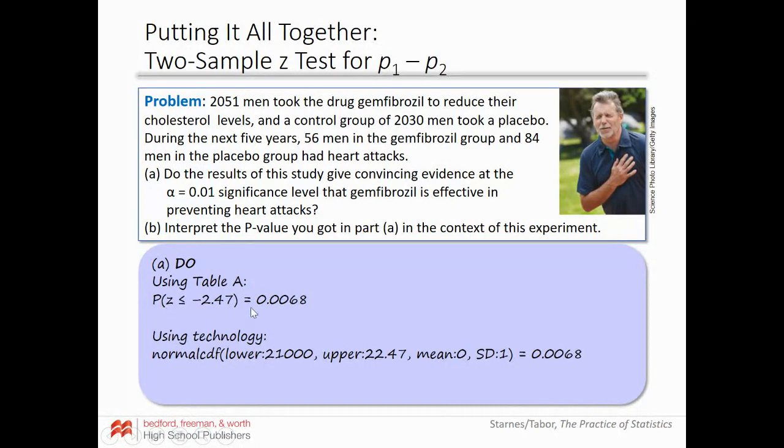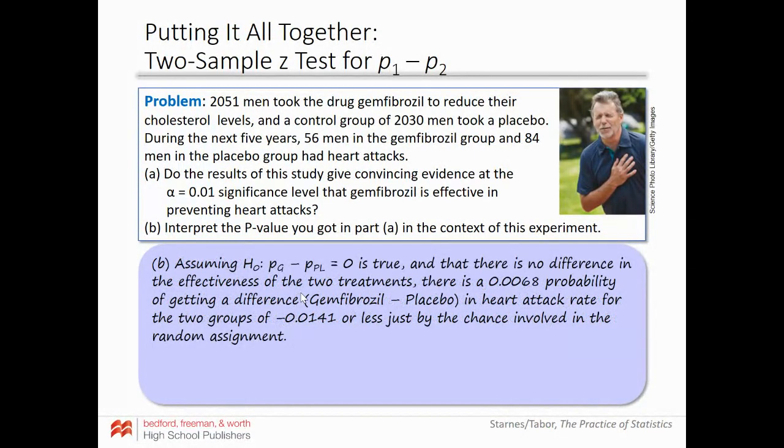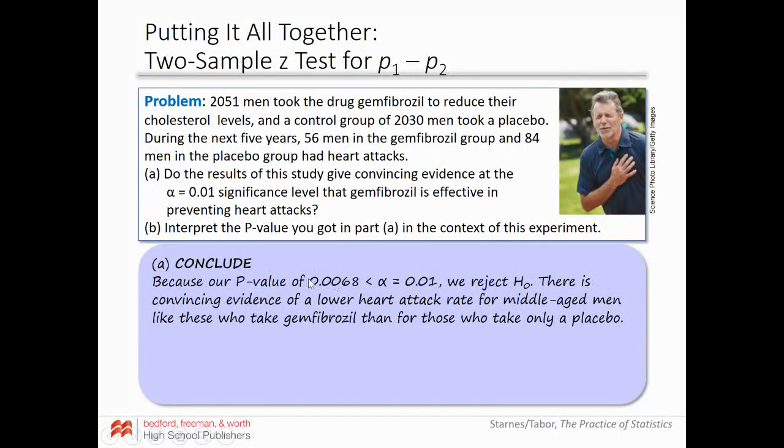And then I conclude. So this value here is my p-value, right? It's the probability that Z is less than that number. So because our p-value of 0.0068 is less than alpha, which is 0.01, we reject H naught. There is convincing evidence of a lower heart attack rate for middle-aged men like these who take gemfibrozil than those who take only a placebo. Right, so just to make sure we're clear, when our p-value is smaller than our alpha, we reject H naught, and we have evidence in favor of the alternative hypothesis.